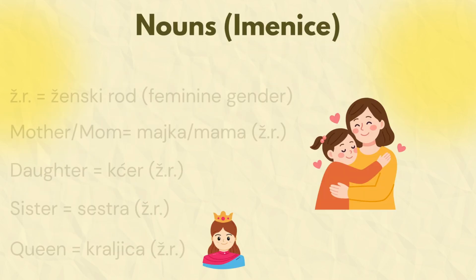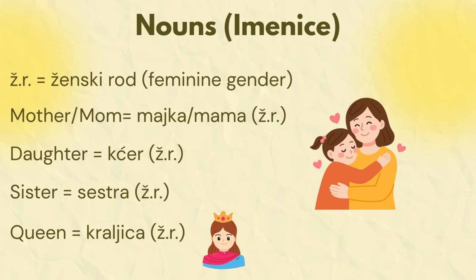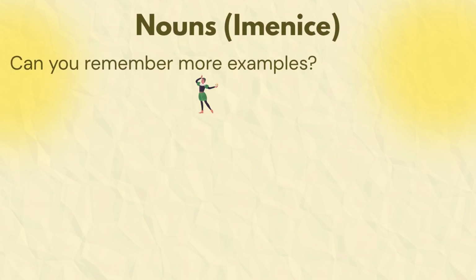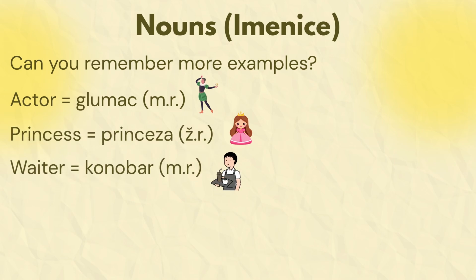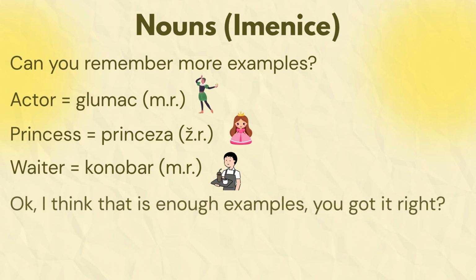Ženski rod or feminine gender: mother, mom, majka, mama, daughter, kćer, sister, sestra, queen, kraljica. All of them are feminine gender. Can you remember more examples? So for example, actor, glumac je muški rod. Princess, princeza, ženski rod. Waiter, konobar, muški rod. Okay, I think that is enough examples.